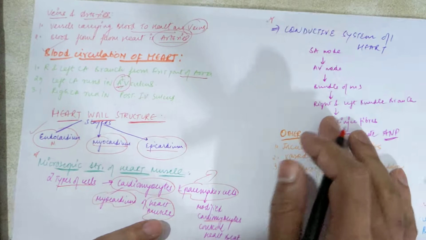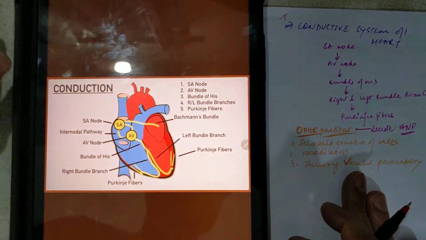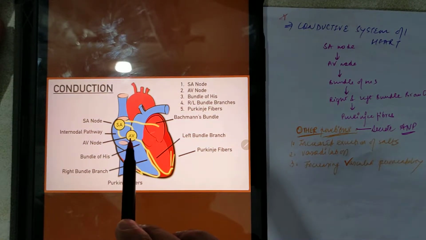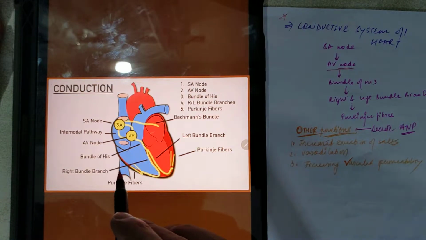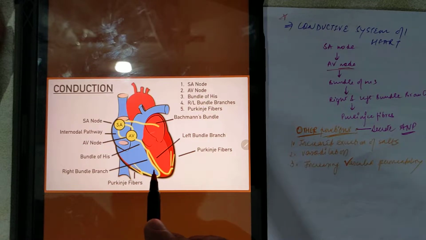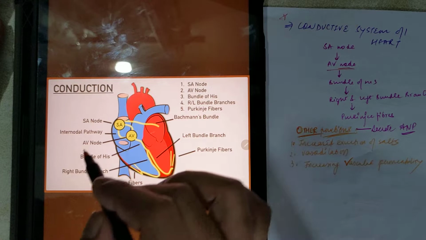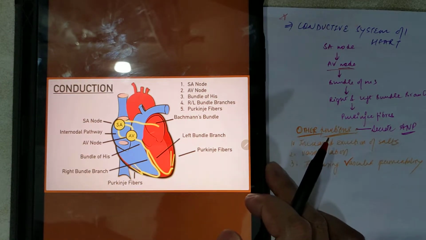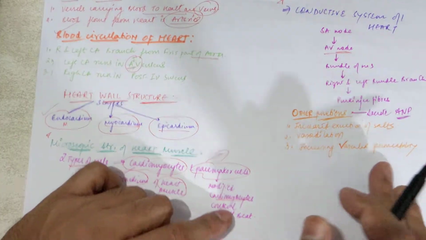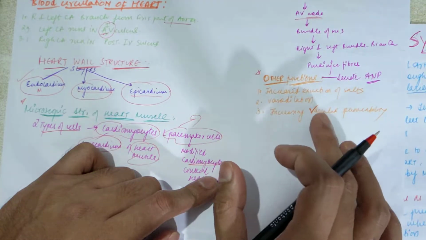Now, how does the conductive system of the heart work? In this diagram you can see the impulse generates from the SA node, then transfers to the AV node, then to the bundle of His, the right and left bundle branches, then the Purkinje fibers, and then the cycle continues. When the impulse is given, the ventricles contract and relax, and the atria contract and relax. That process repeats. So this is the conducting system of the heart.